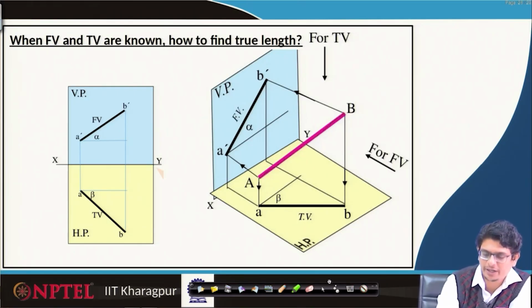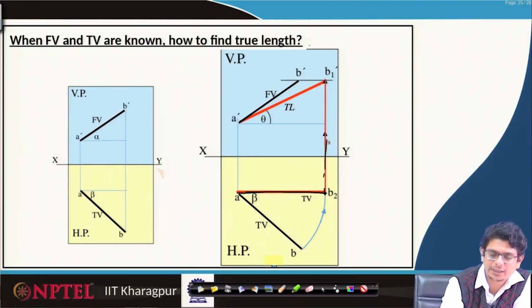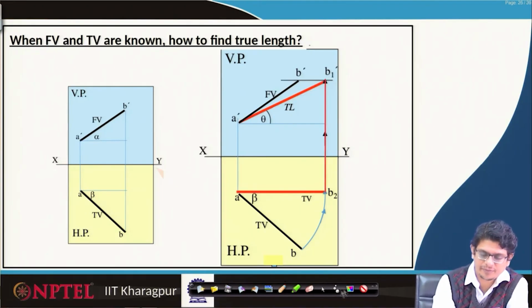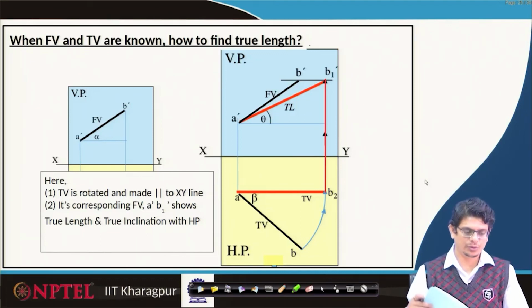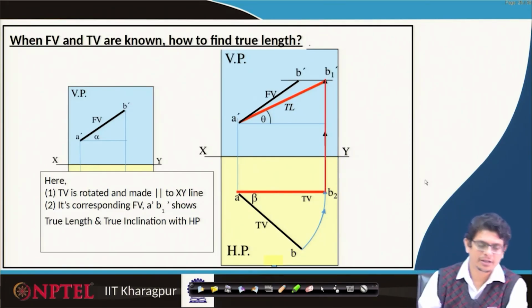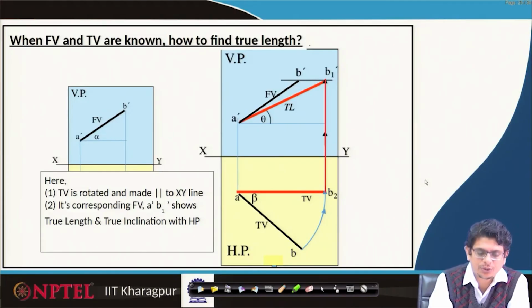The same procedure geometrically. Here we are doing it in that way by rotating it, so that I will get AB2, then transfer that AB2 all the way up, then extend this line, get this one. This will be the true length. First, the true top view is rotated, made parallel to xy line, and the corresponding front view A prime B1 prime, we will get it as A prime B1 prime, and that shows the true length and true inclination angle with horizontal plane.